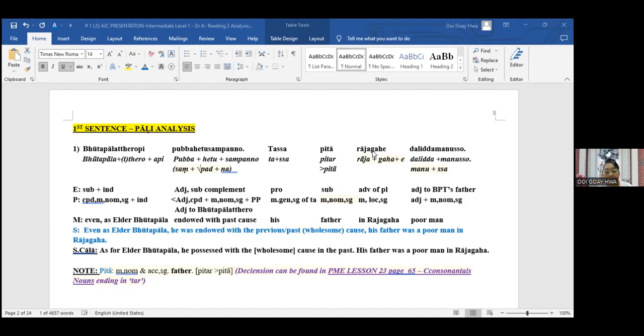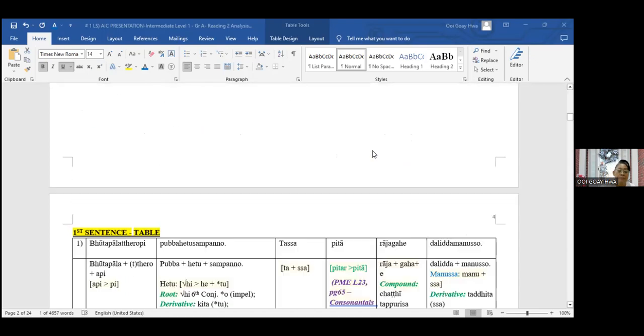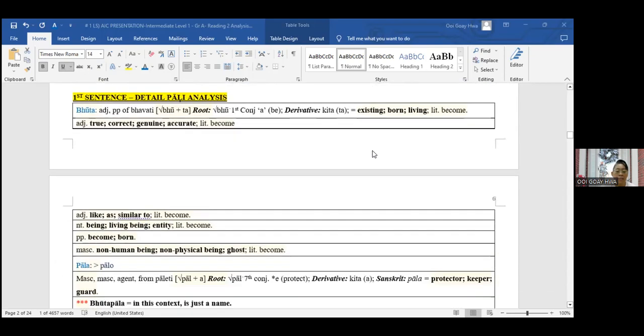Tassa is a pronoun, masculine genitive singular of ta, his. Pitar is a subject, masculine nominative singular, father. Rajagahe is from Raja plus Gaha plus e, an adverb of place, masculine locative singular, in Rajagaha. Daliddamanusso is Dalidda plus Manussa. Manussa is Manu plus Sa, an adjective to Buddhapala's father, masculine nominative singular. The meaning is poor man. The sentence is: even as elder Buddhapala, he was endowed with past, previous wholesome cause. His father was a poor man in Rajagaha. Now I go to sentence 2.